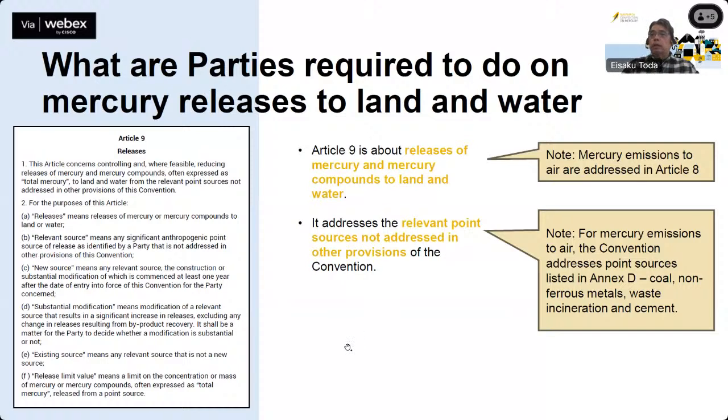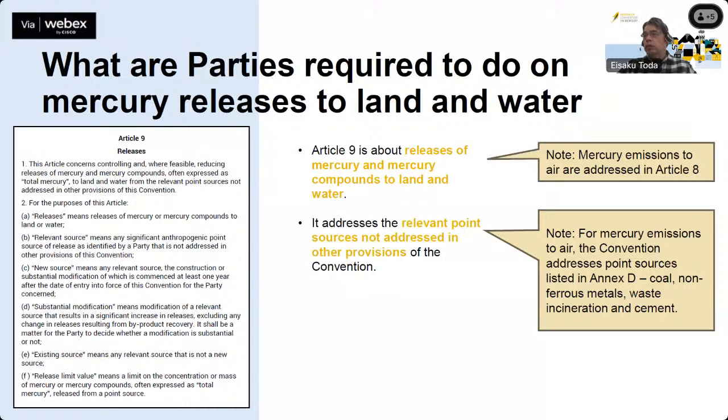So for example, as I said, artisanal and small-scale gold mining, ASGM, is controlled under Article 7, and also the releases from industrial processes that use mercury, such as the chloralkali industry, are addressed under Article 5. So it is not controlled under Article 9. And this is in contrast with Article 8, the mercury emissions, as you saw in the diagram. The emission to air is the major environmental pathway of global mercury pollution, and Article 8 controls mercury emissions from point sources listed in Annex D.